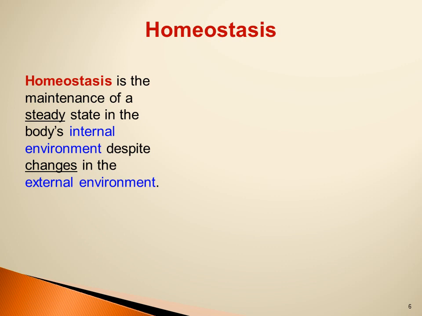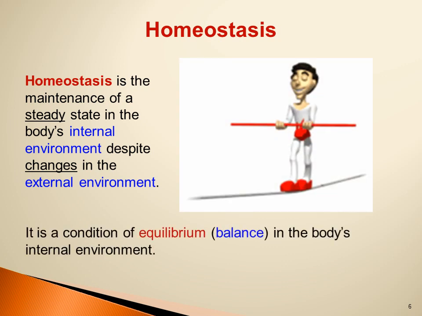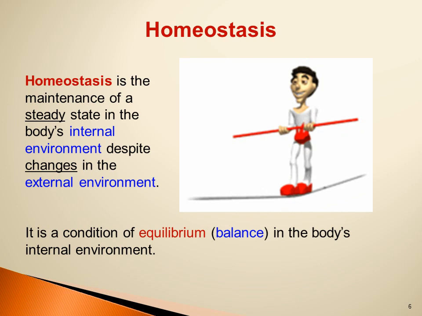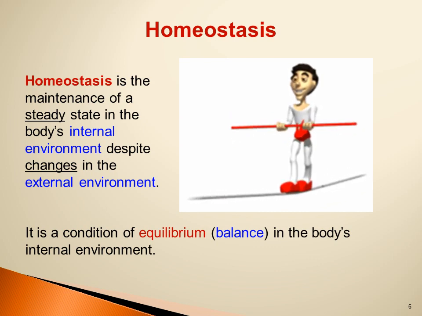Changes in the external environment, like changes in temperature, humidity, and oxygen level, usually do not affect the function of our body cells, because we have very efficient homeostasis. Homeostasis is a condition of equilibrium or balance in the body's internal environment.